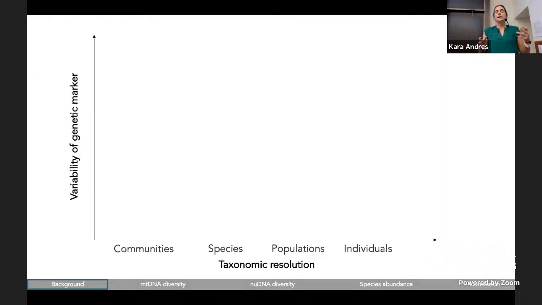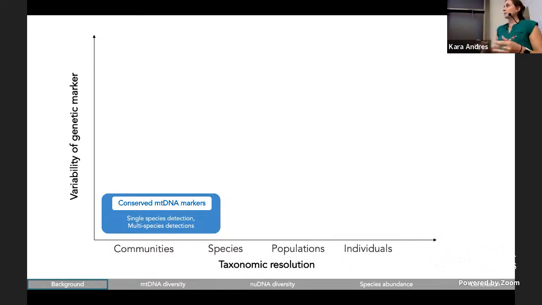So to answer different questions about diversity and abundance using environmental DNA, it's important to consider the specific genetic region that we're looking at. And I'm going to situate different genetic markers within this space, looking at both the variability of the genetic marker shown on the y-axis, as well as the taxonomic resolution of the resulting analyses that we can accomplish shown on the x-axis.